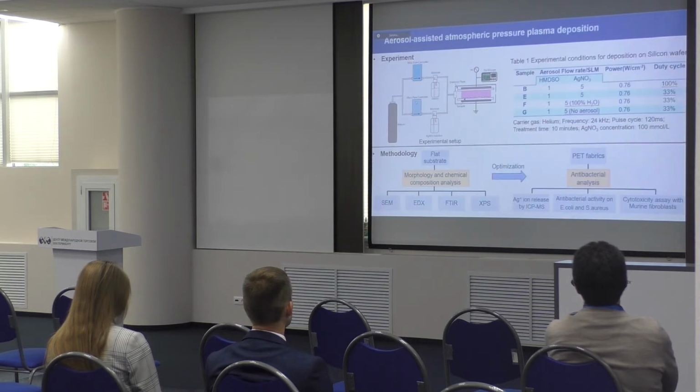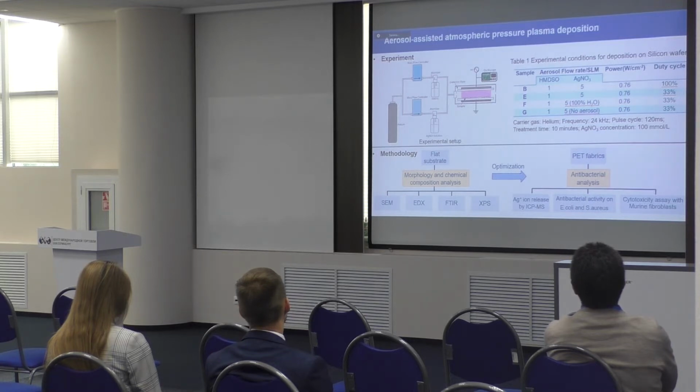It includes two atomizers to produce HMDSO and self-natural aerosol separately, as we see on the upper left figure. And all aerosols will be carried by helium gas into a DBD chamber. The discharge is driven by AC power supply at 24 kHz.